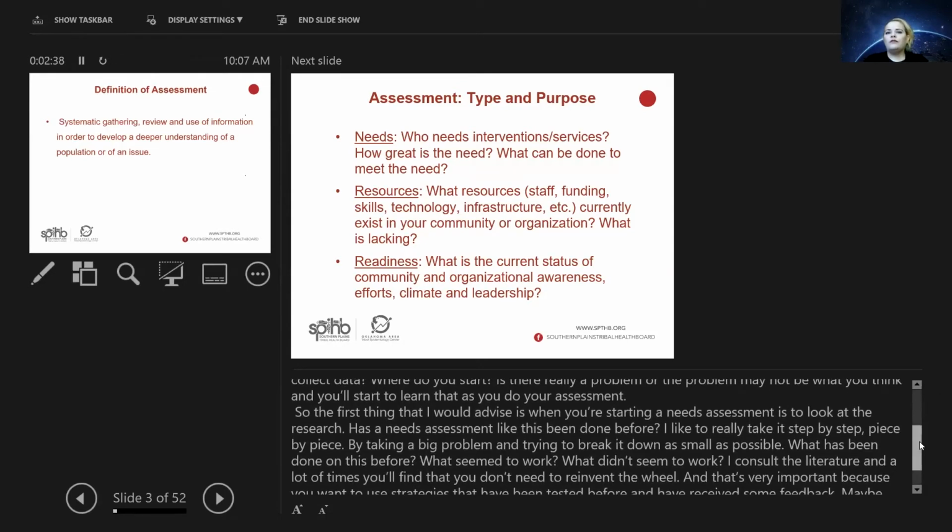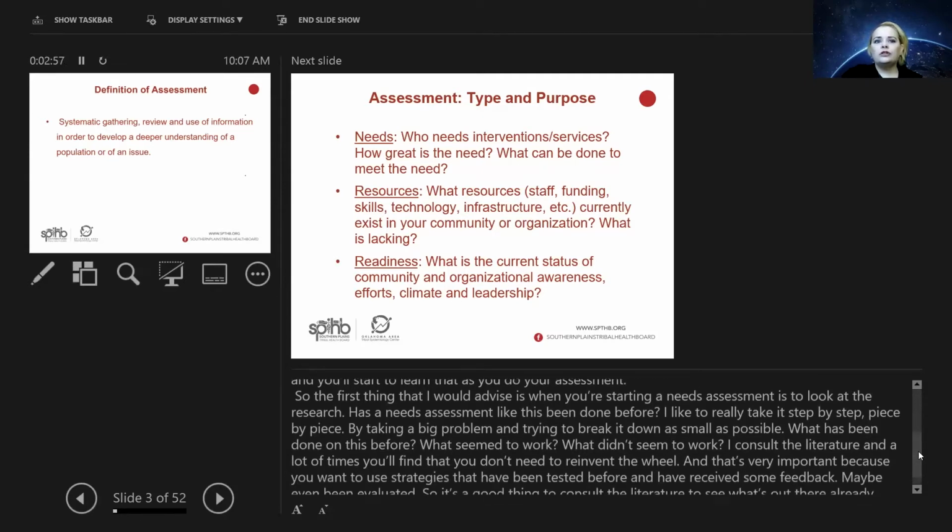The first thing I advise before doing an assessment is to look at the research. Has a needs assessment like this been done before? I like to really take it step by step, piece by piece, take a big problem and break it down. Like I said, has it been done before? What seemed to work? What didn't seem to work?